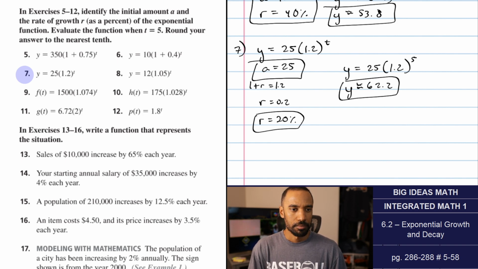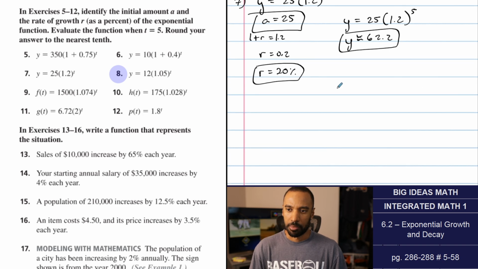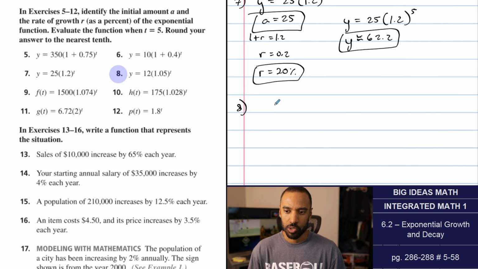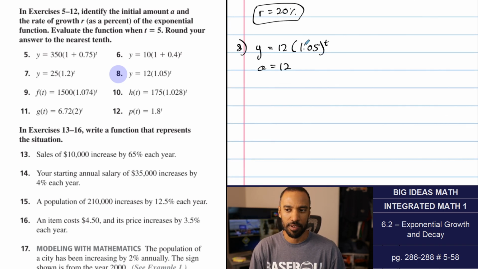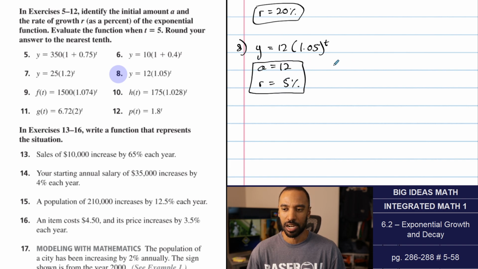Number 8. Number 8's a lot like number 7 with regard to what we have there, so I can probably expedite this a little bit more. 12 times 1.05 to the t power. It's really hard to get the a portion wrong here. A is 12. That's your initial amount. Remember, it's like your y-intercept. Value of y when x or t equals 0. Now, r this time, see if you can recognize it. We're adding 0.05 to 1. 0.05 is also 5%. You're increasing something by 5%. That's what that appearance looks like.